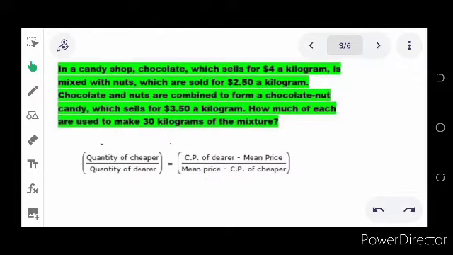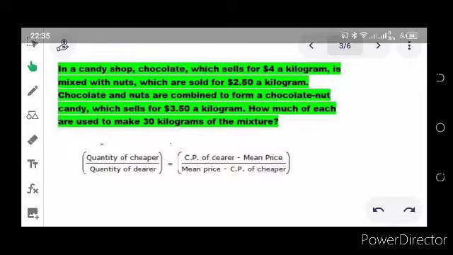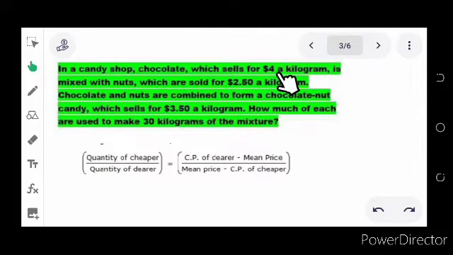Next example. In a candy shop, chocolate which sells for 4 a kilogram is mixed with nuts which are sold for 2.50 a kilogram. So there are 2 quantities that are being mixed here. Chocolate which sells 4 per kilogram and nuts which is sold for 2.50 a kilogram. So you know now which is expensive. So chocolate, which is 4.